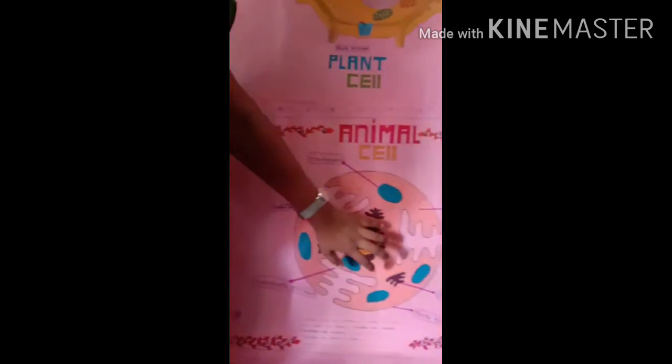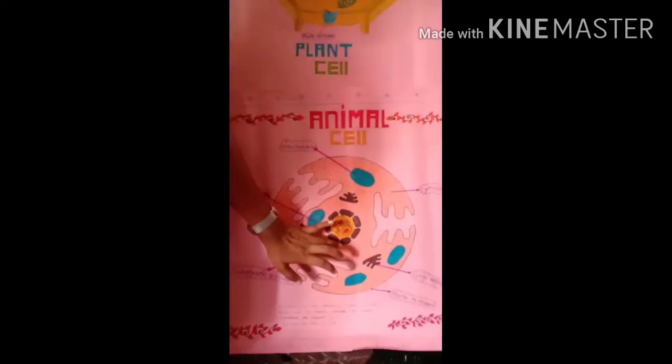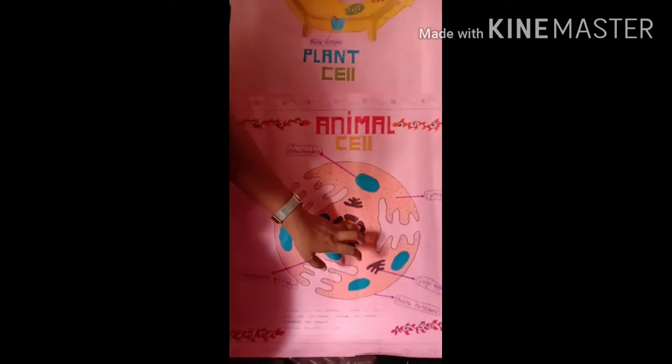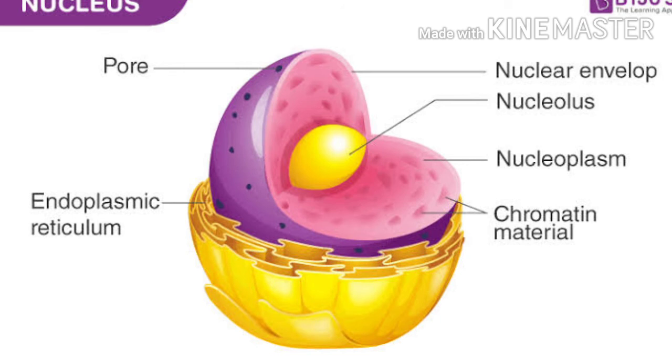These are the parts included in the nucleus. The outer membrane present outside of the nucleus is called the outer membrane. The inner side is called the inner nuclear membrane. The fluid present inside the nucleus is called nucleoplasm, and the thread-like structure present inside the nucleus is called chromatin or genetic material. This is about the detailed structure of the nucleus.